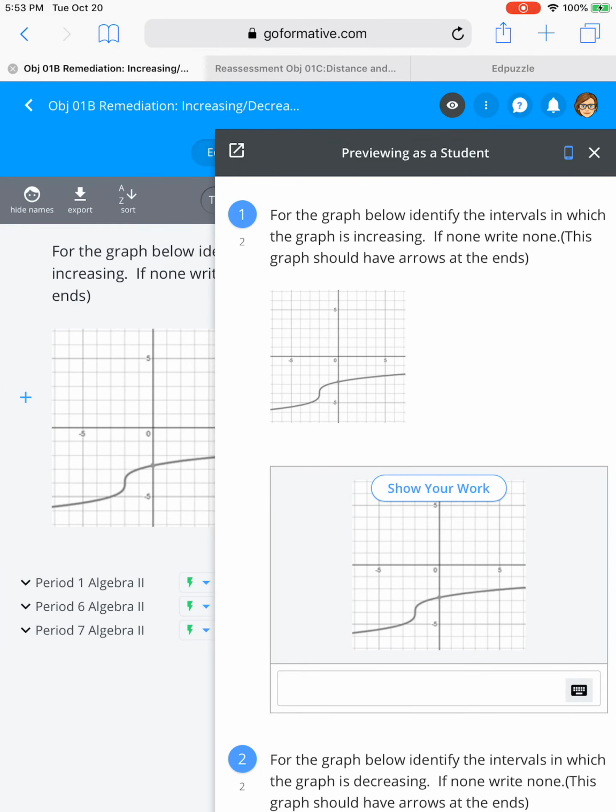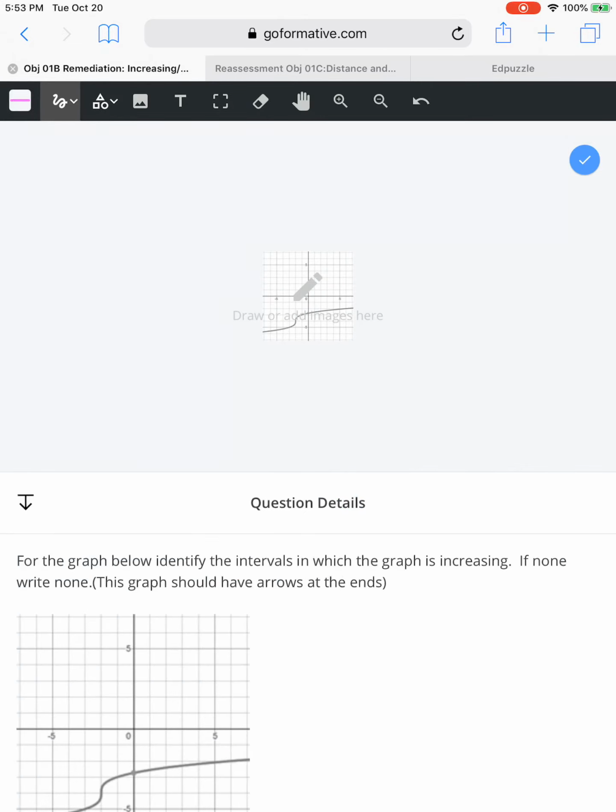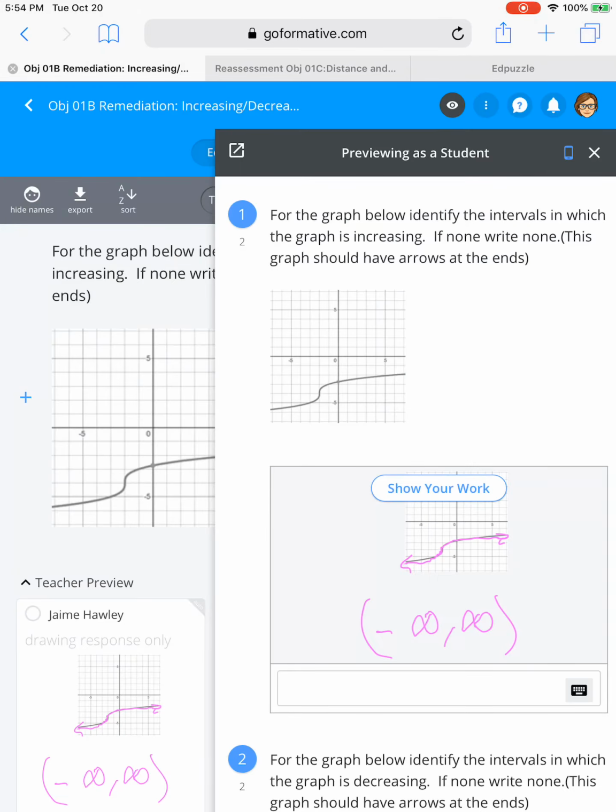Okay, just going through this increasing, decreasing. So for here, when is this graph increasing or decreasing? So this graph right here, and we're gonna imagine that there are arrows at the ends, this is always increasing. So it's increasing from negative infinity to positive infinity. That's it. Okay, it's not decreasing at all. It goes up, it kind of stops for a second here, but really doesn't, and keeps going. So that would be it for that one.